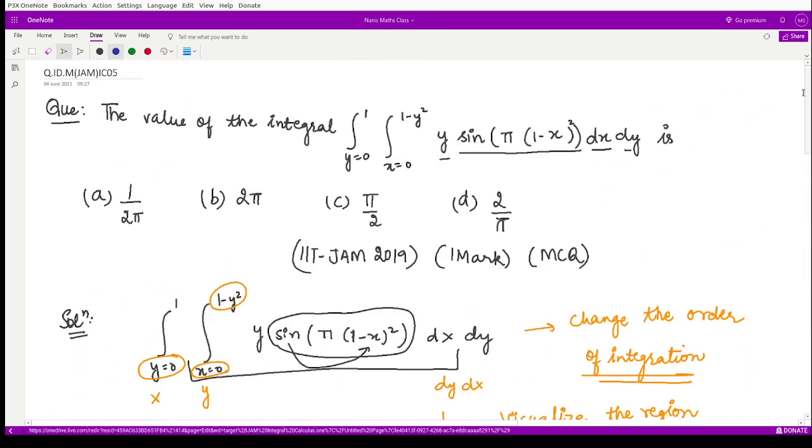So let's have a look at our options. So here option A is the correct option, right?